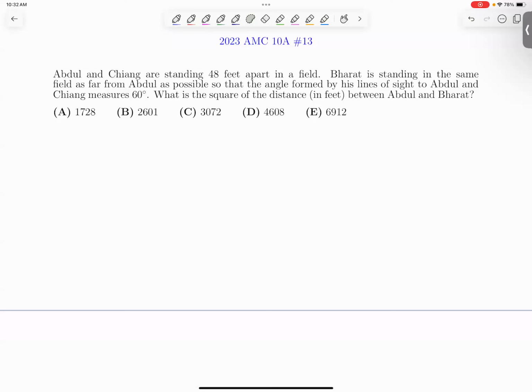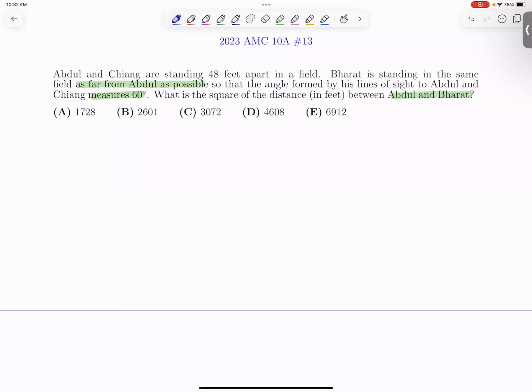Abdul and Cheng are standing 48 feet apart in a field. Bharat is standing in the same field as far from Abdul as possible, so that the angle formed by his lines of sight to Abdul and Cheng measures 60 degrees. What is the square distance in feet between Abdul and Bharat?